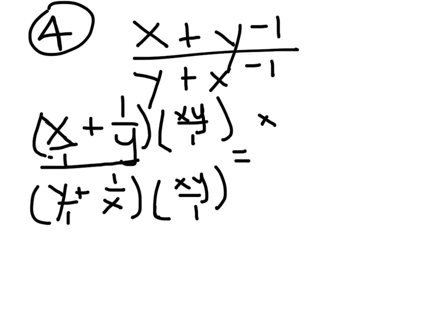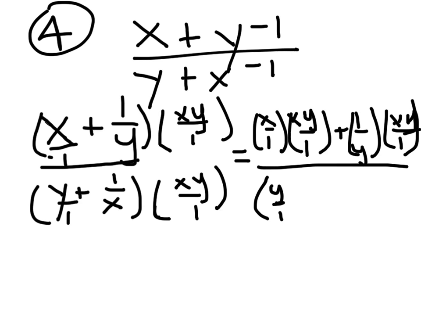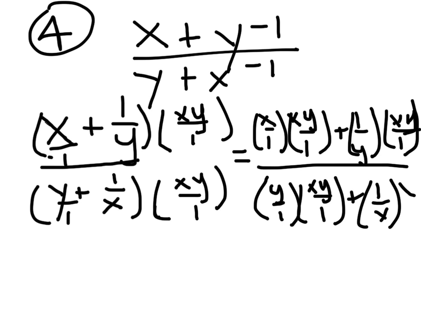So the x over 1 is being multiplied by xy over 1. And the 1 over y is being multiplied by the xy over 1. And the y over 1 is being multiplied by the xy over 1. And lastly, the 1 over x is being multiplied by the xy over 1. Now I can multiply each of these fractions. The purpose here is to get rid of all of the denominators.